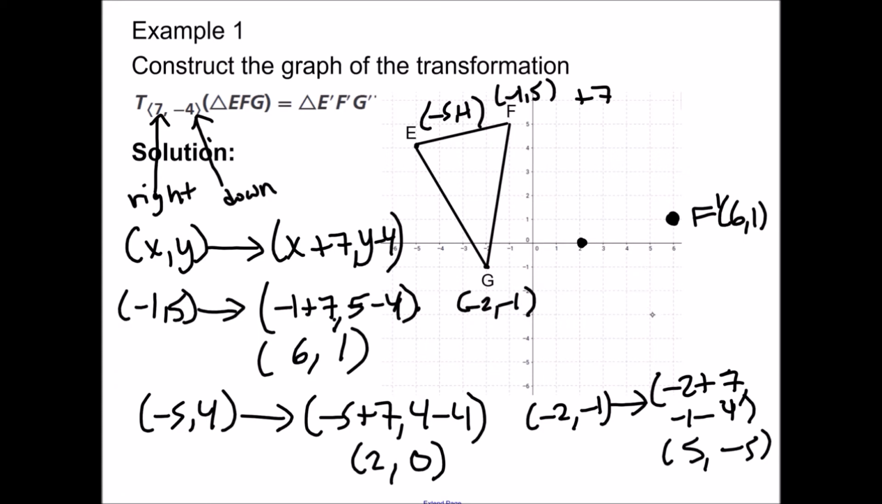So my coordinate is all the way down here. That's my G prime. I can go ahead and draw my triangle, and that's my transformed triangle. It's basically translated in the same way that the function rule demands: shifted to the right 7, shifted down 4.